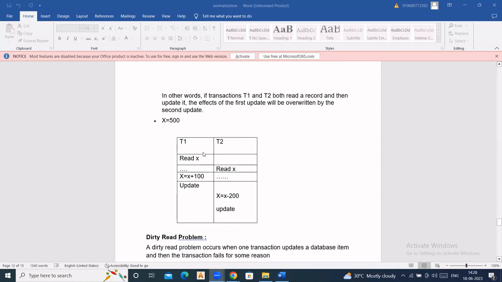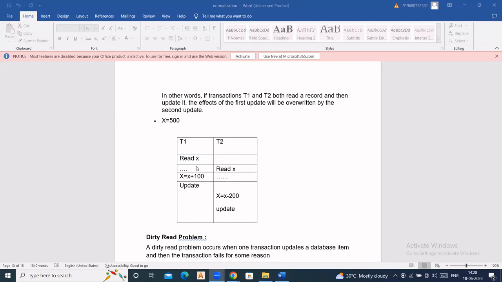Now try to understand with this one. There is your transaction T1. See, transaction T1 has read the value. Before transaction T1 updates the value, transaction T2 has read the value. So this is known as lost update. Why? Because T1 is going to add 100 rupees. So T2 should read which value? X, for example, X is 500. T2 should read the value 600, but actually T2 will read the value 500 only. This is known as lost update.